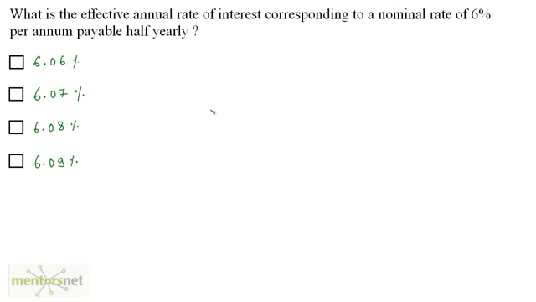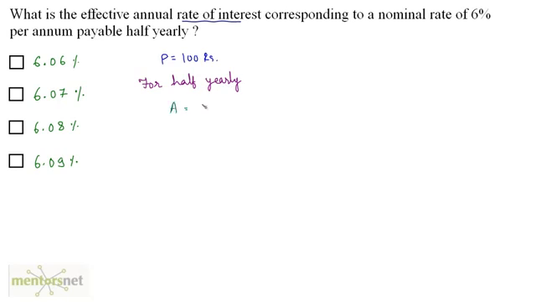What is the effective annual rate of interest corresponding to a nominal rate of 6% per annum payable half-yearly? Well, the question asks what will be the rate of interest for the amount that is obtained by calculating it on 6% per annum rate of interest payable half-yearly. So let us first assume that the principal is 100 rupees. The compound interest is payable half-yearly. If that is the case, let us calculate the amount.